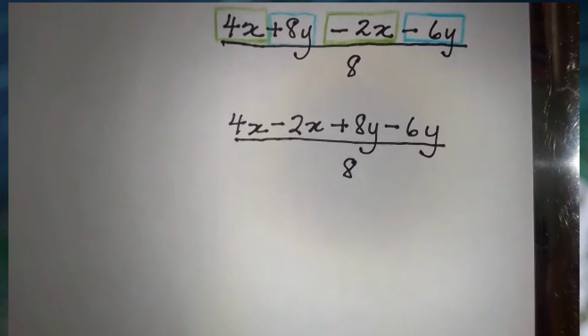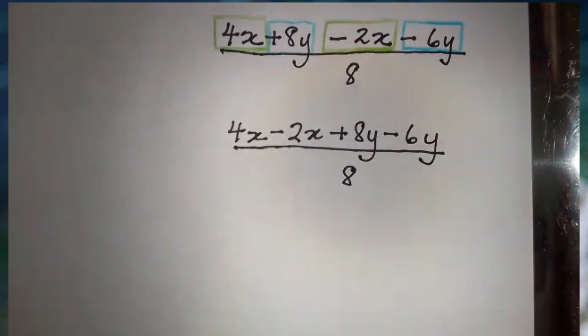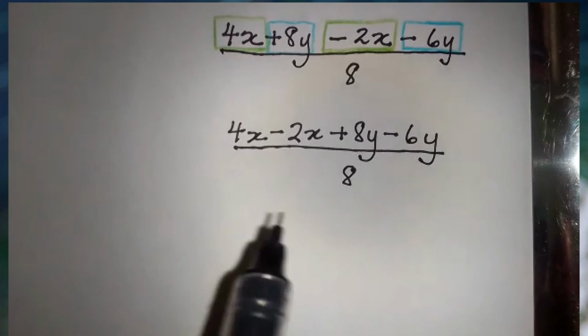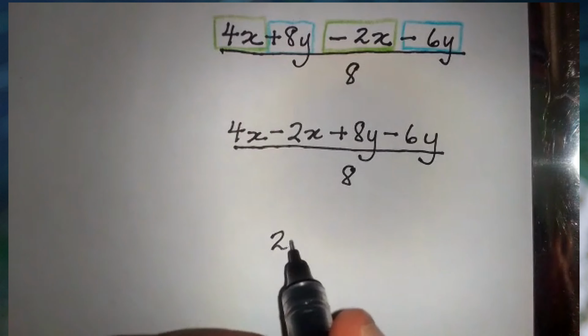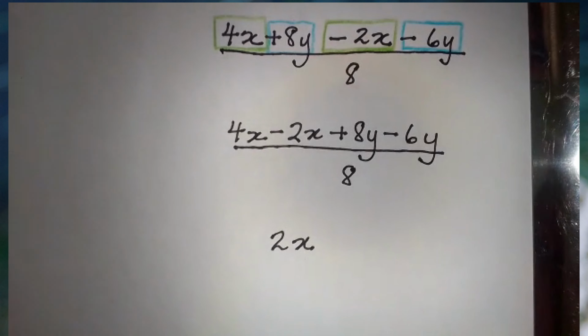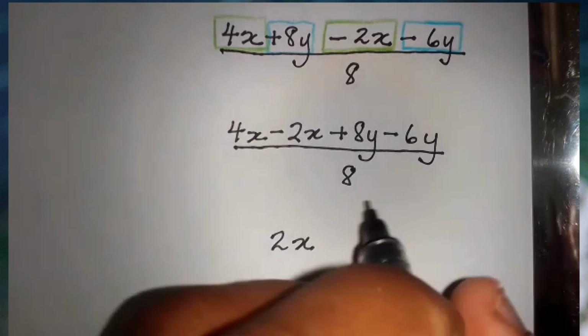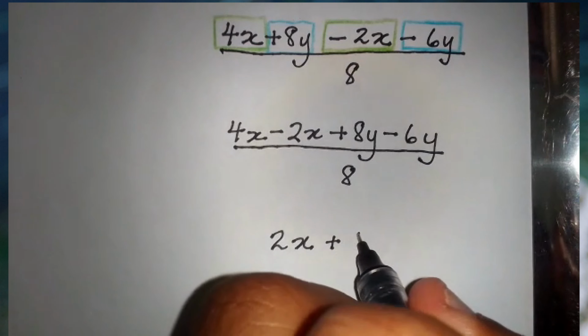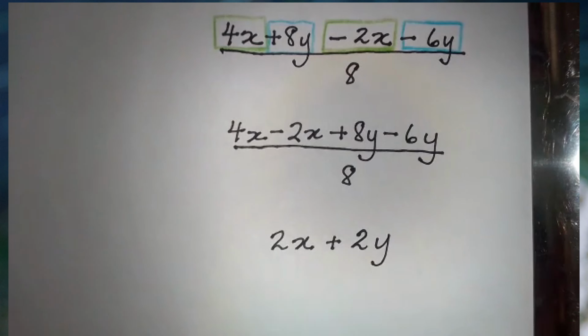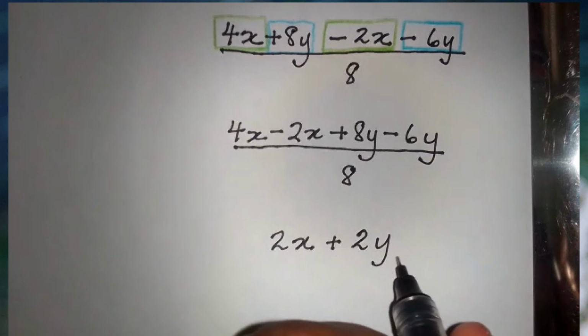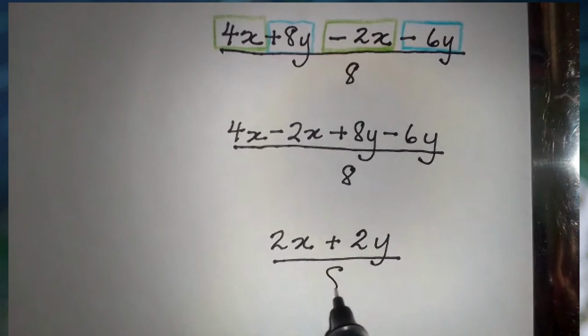Now it looks a little bit cleaner. All my x's are together and all my y's are together. So I have 4x and I take away 2 out of it. I'm going to be left with 2x. I have 8 yams, y for yams this time, and I ate 6 of them. So I'm going to have 2 y's or 2 yams remaining. And then my denominator will be 8.